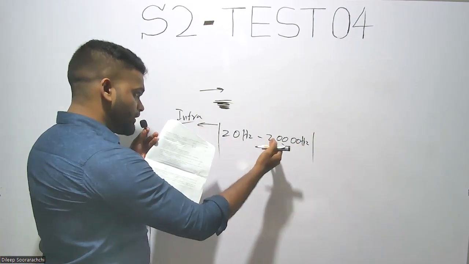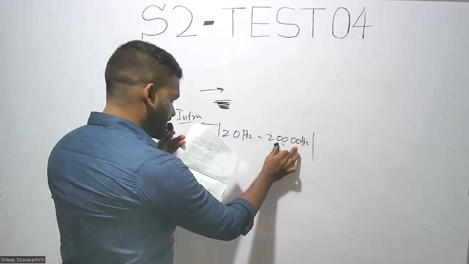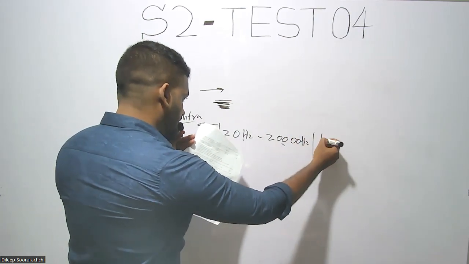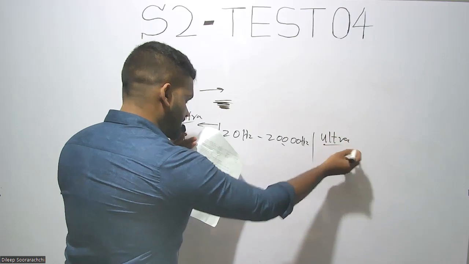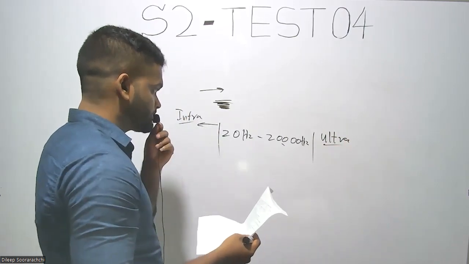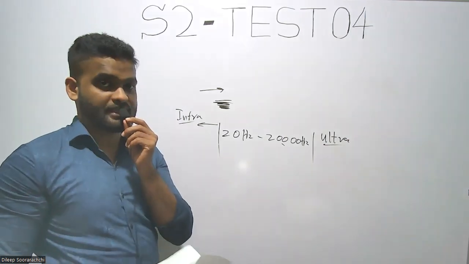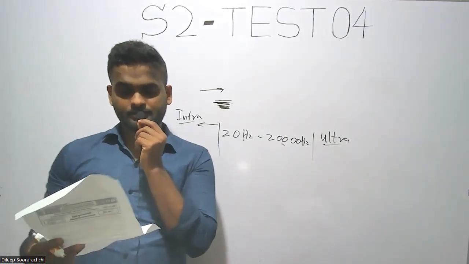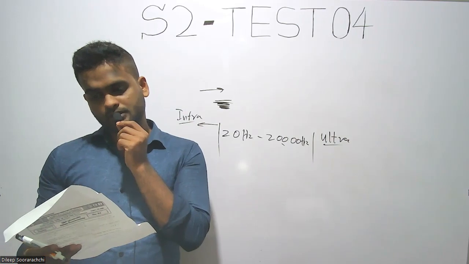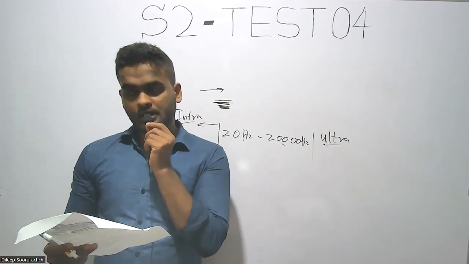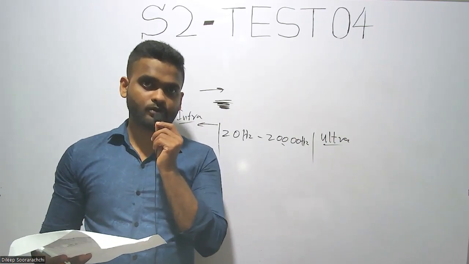If a sound wave has a higher frequency than 20 hertz, we call those ultra. These are ultrasound waves. But still those two are sound waves, meaning they are longitudinal. So both are longitudinal waves. The answer for the 11th should be the second one.